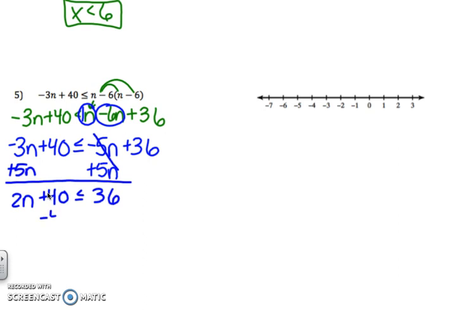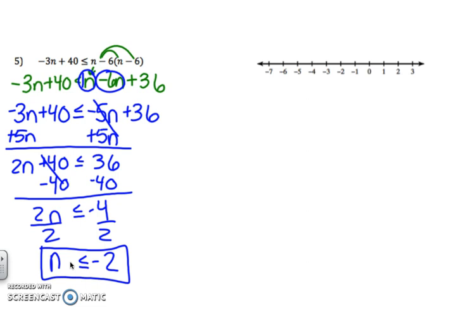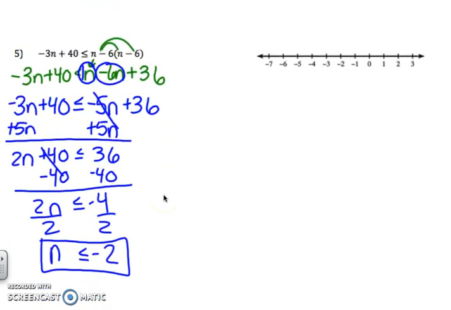Subtract 40 on both sides. 2n less than or equal to negative 4. And then the last step is to divide by 2. And remember, it's okay if that 4 was negative, but I divided by a positive number, so my sign is not going to flip. n is less than or equal to negative 2 is my final answer.